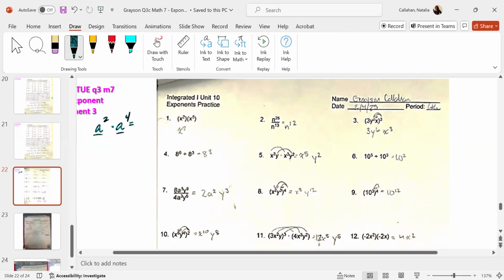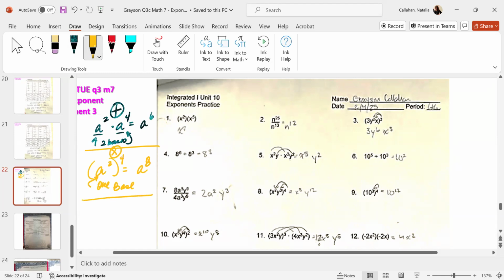When you have two bases, do you see the two bases right here? And these are the two bases right here. You add, okay? So it's a to the 6, correct? If you have parentheses and just one base, you see the one base right there, you multiply, right?